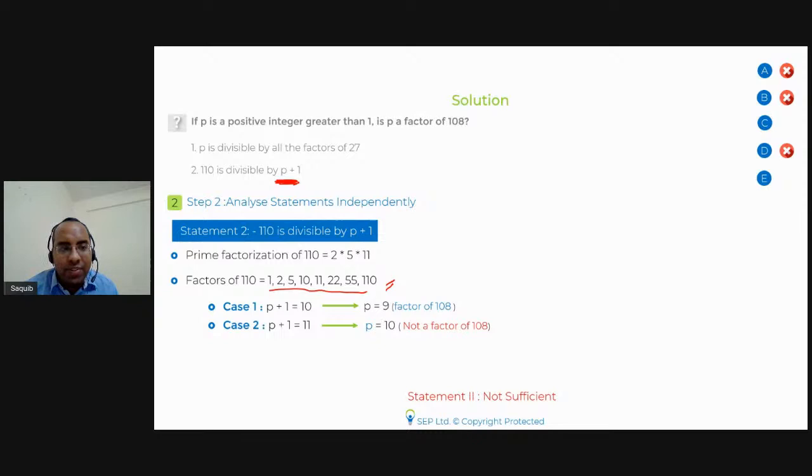I can understand it's sometimes frustrating with number properties, but that's what I'm trying to show you here, that you have to be very careful while reading it. Make sure that you read it properly. If you read it properly, the chances of making a mistake would be less.